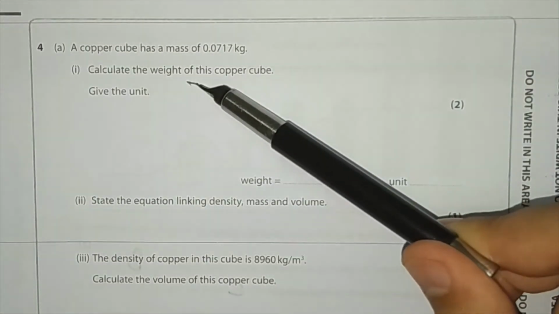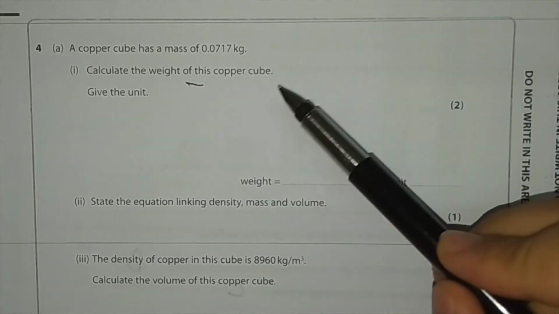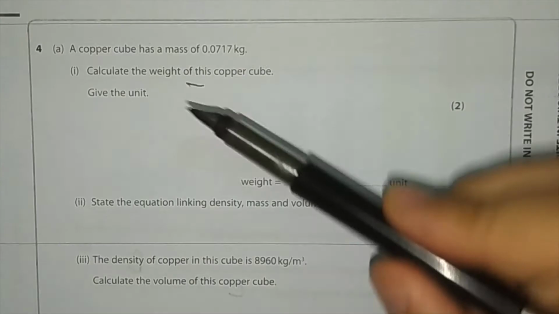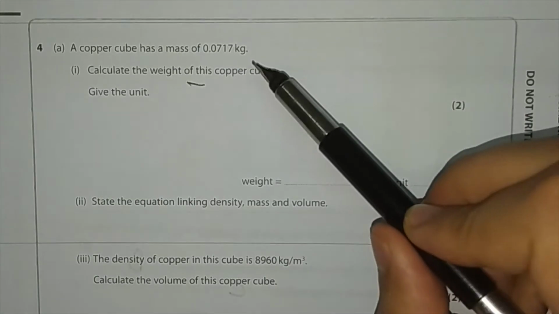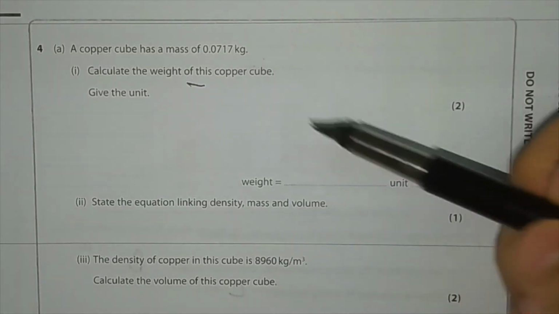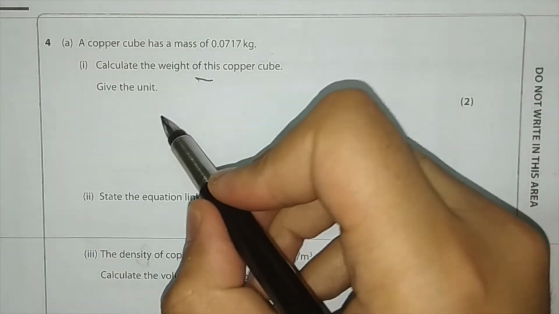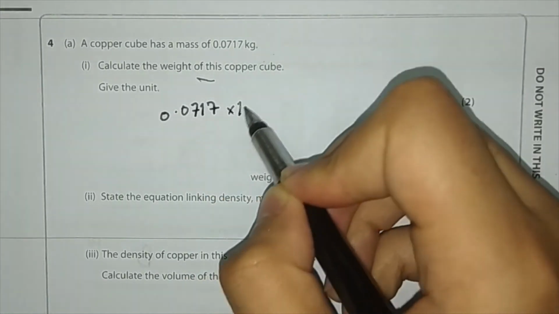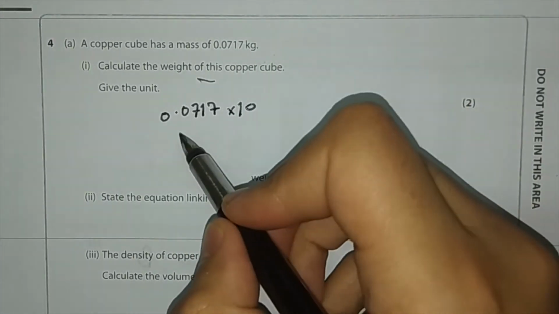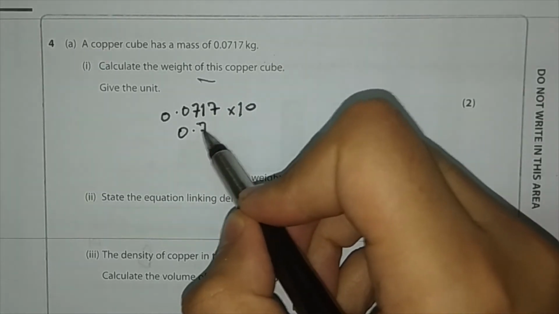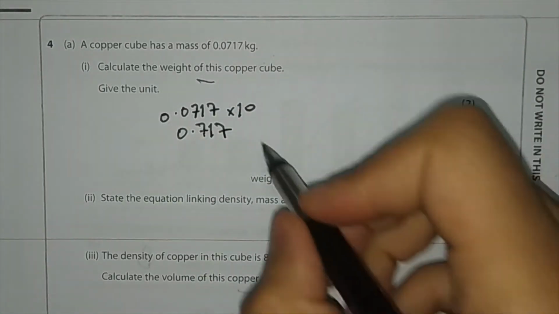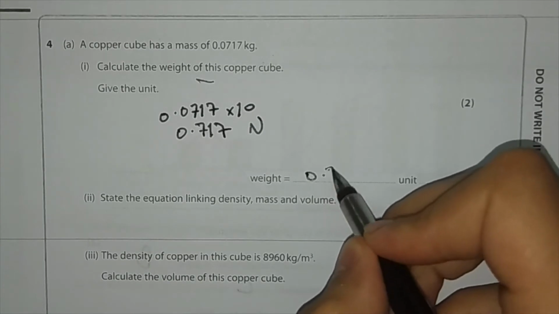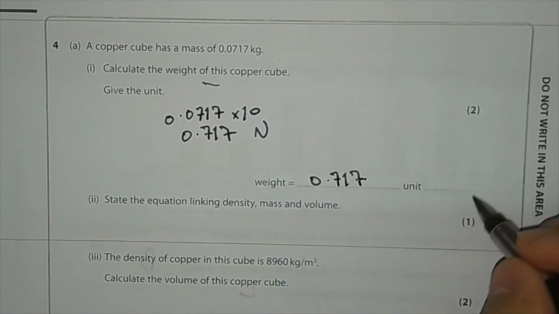Whenever weight comes, we know weight is always in newtons. So whenever you're converting kgs to newtons, you always need to multiply kgs by 10. So it will be 0.0717 multiplied by 10, which moves the decimal 1 place forward. So it will be 0.717 newtons. Here's our answer.